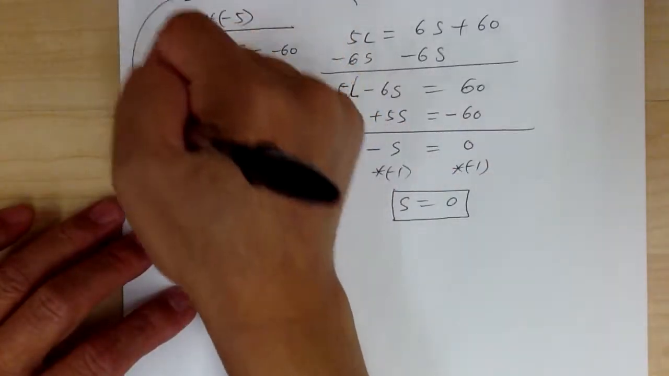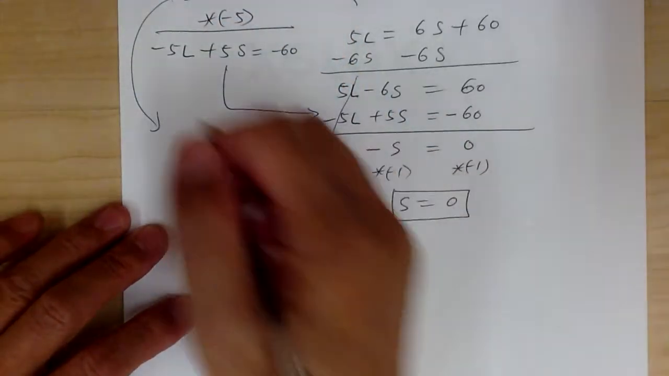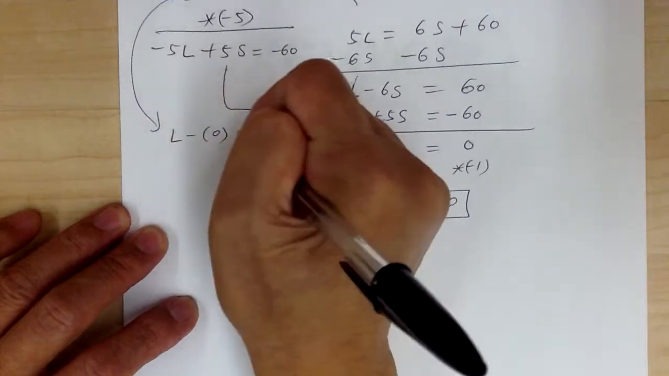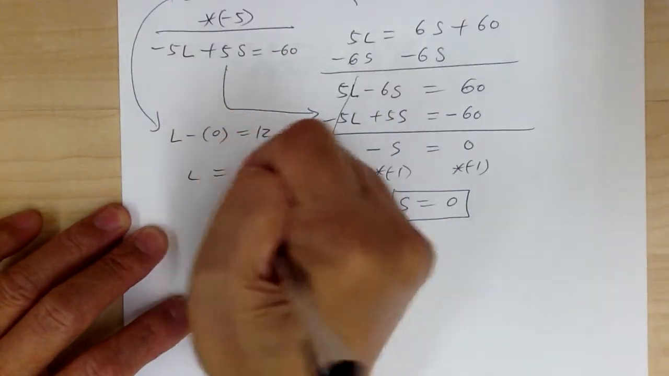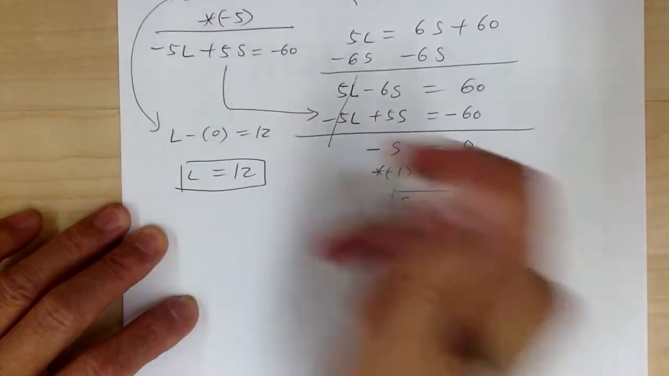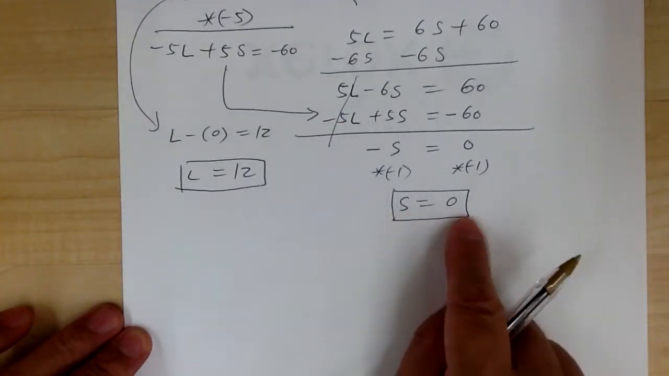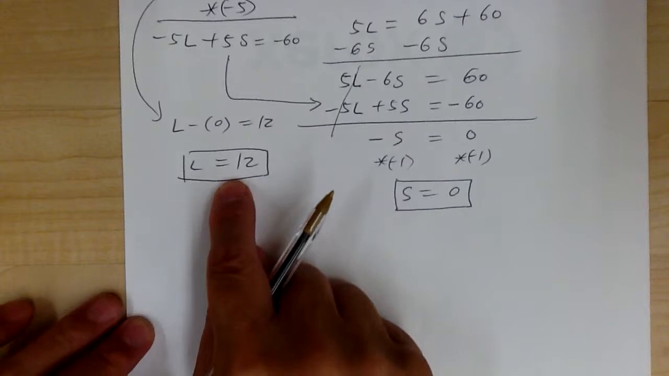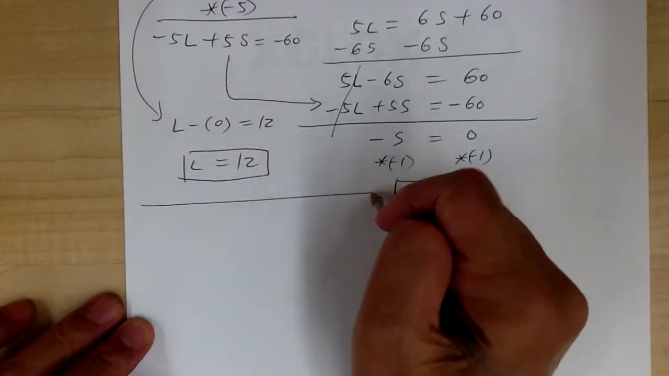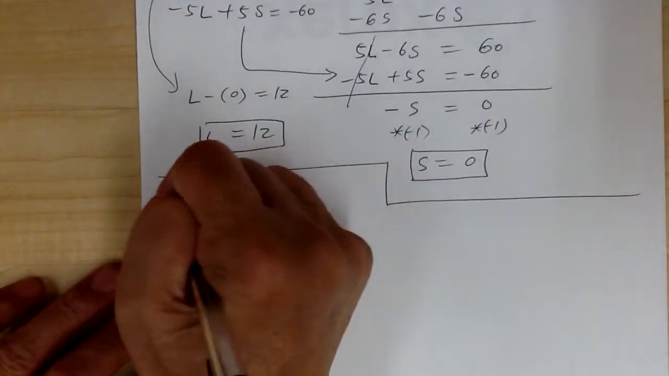Then come over here, use the large to find the large number. So L minus 0 equal to 12. So L equal to 12. So the small number is 0, the large number is 12. Okay, let's go to number 28.